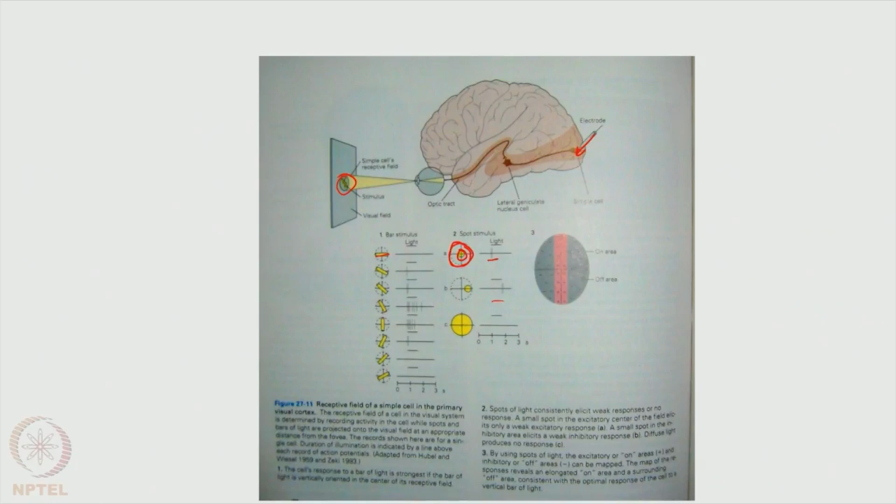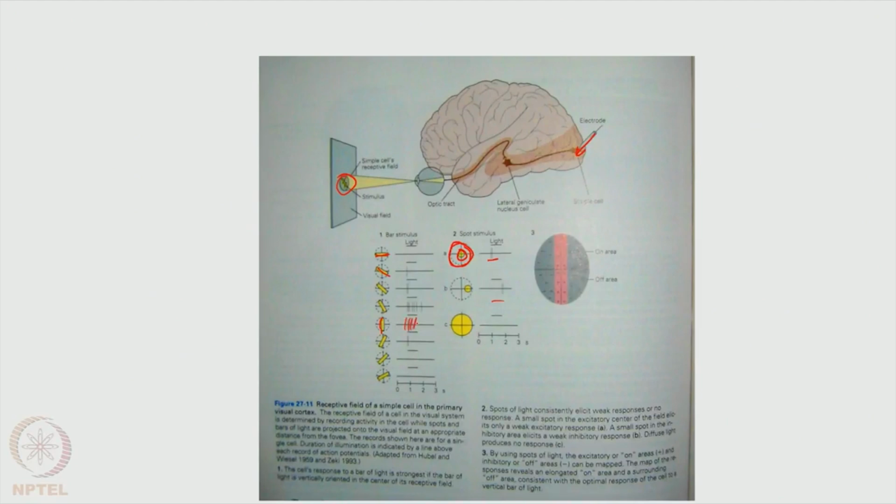So, on the left you can see that when they showed a horizontal bar, no response. When they showed a bar at an angle, no response. And as the bar became more and more vertical, suddenly there is a lot of response. These lines here indicate the train of action potentials emitted by this neuron.